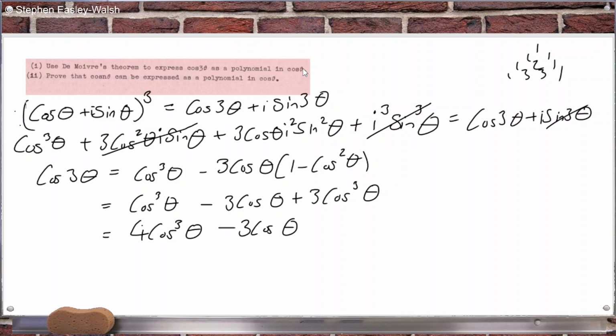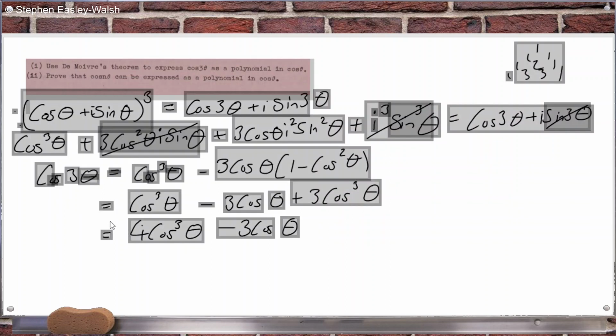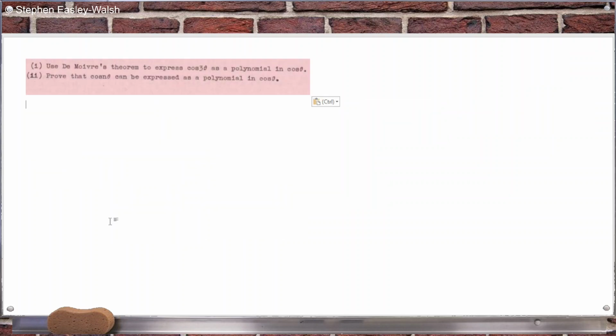It's kind of nice if they give it to you in the question, so you know if you got it. But provided I didn't make any algebraic slip, that looks okay to me. The second part here is quite tricky, though. Prove that it's always possible to do this, basically, for cos n theta. That's really tricky. So let's see if I can prove this.